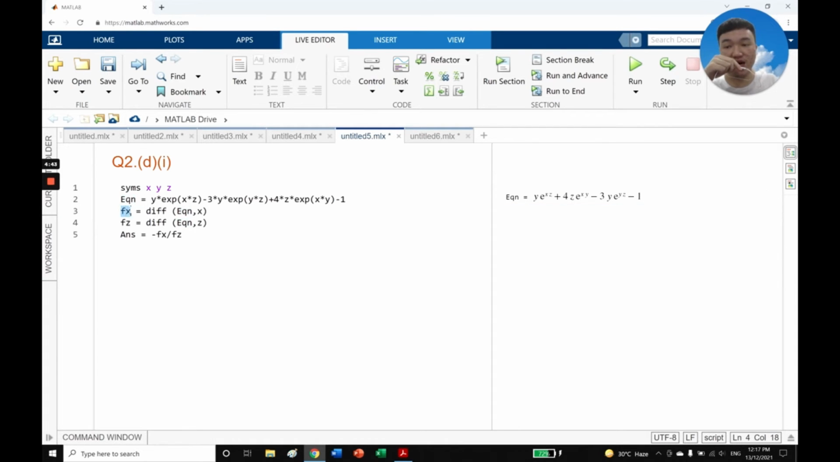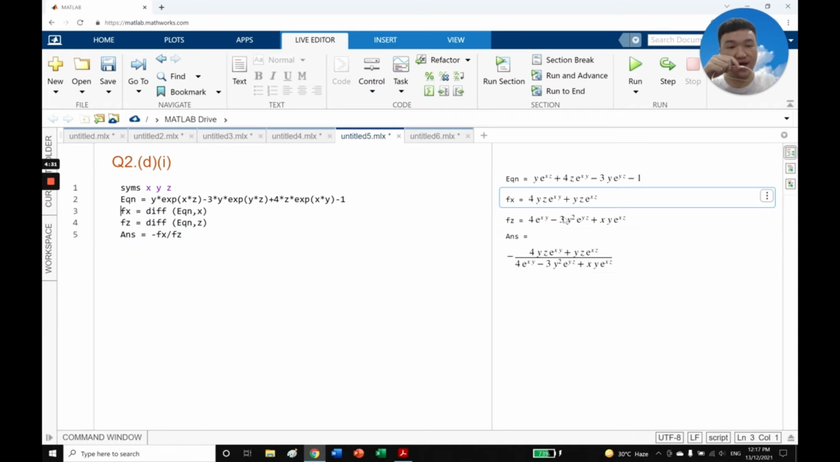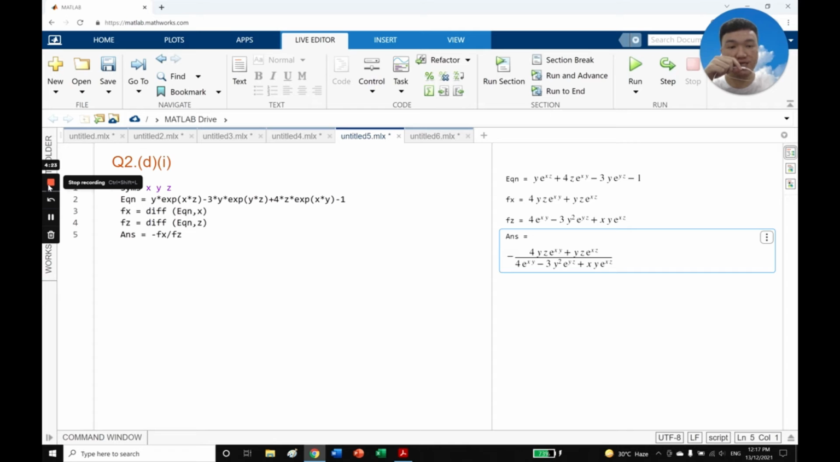And we need to find the fx and fz first before finding the first partial derivative del z del x, where del z del x will be equal to negative fx divided by fz. And we run the code. We obtain the value for fx, fz, and finally del z del x will be equal to the answer right here.